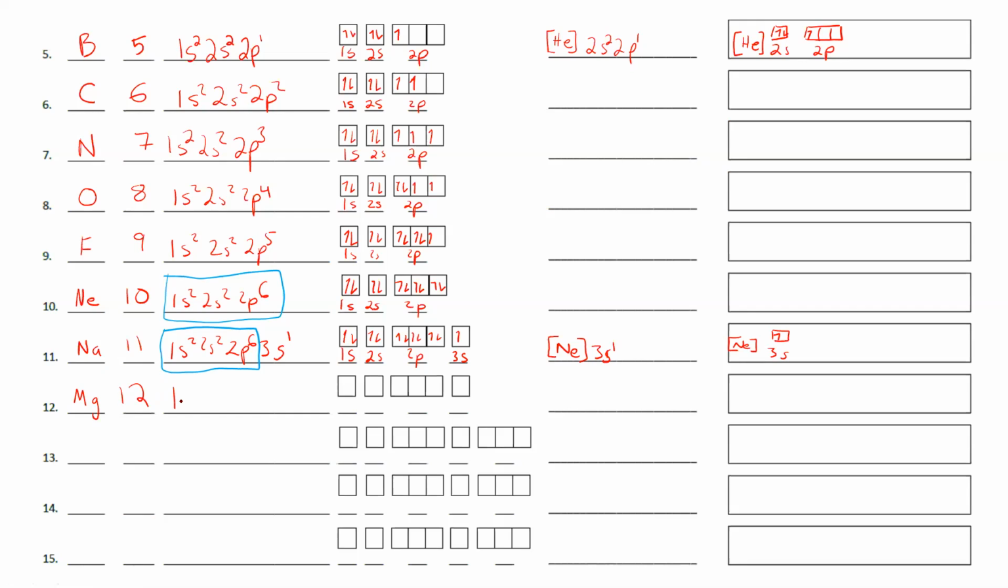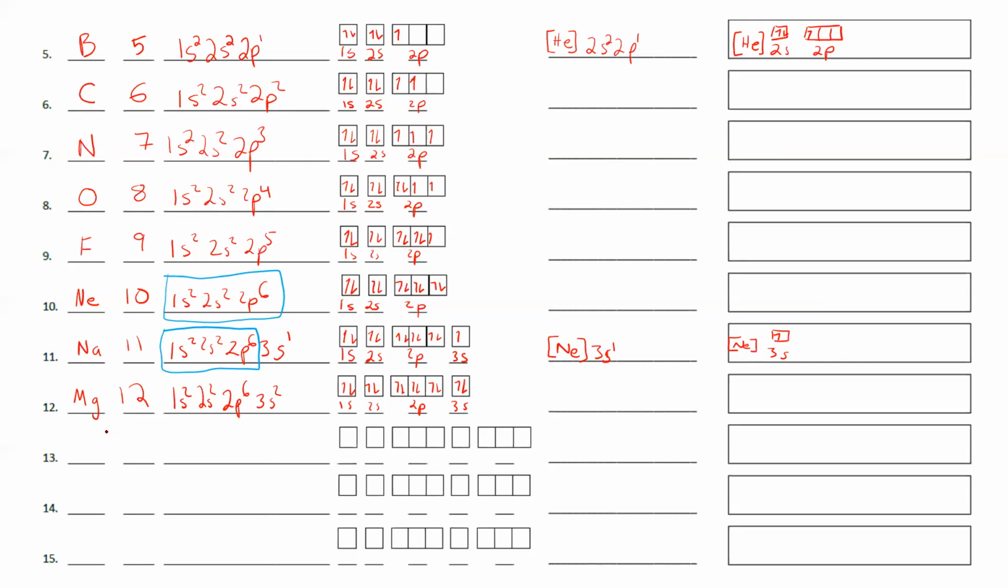And so here it's 1s2, 2s2, 2p6, and 3s2. So 1s, 2s, 2p, and 3s. So we have 1, 2, 3, 4, 5, 6, 7, 8, 9, 10, 11, and 12.